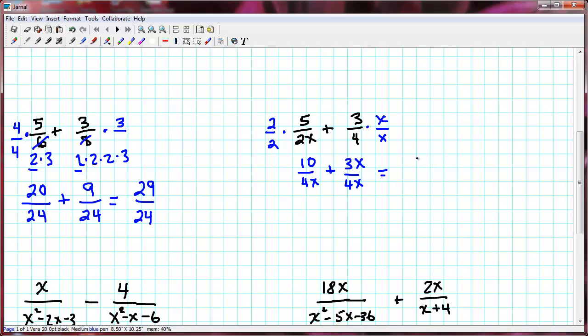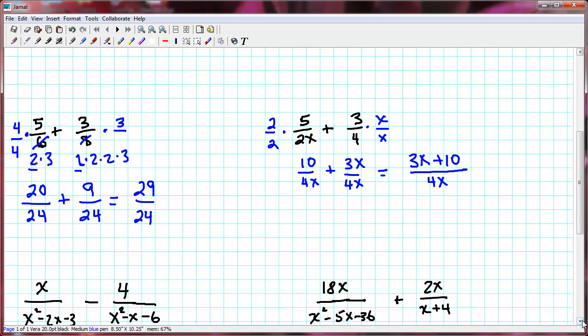So if we add and arrange in standard form, we put the x's first. So we have 3x plus 10. We can't combine those. They're not like terms. Over 4x. Now we can't simplify here. We can't cancel x's, and we can't simplify the 4's because of an addition. We can only do canceling when the numerator and denominator terms are multiplication.